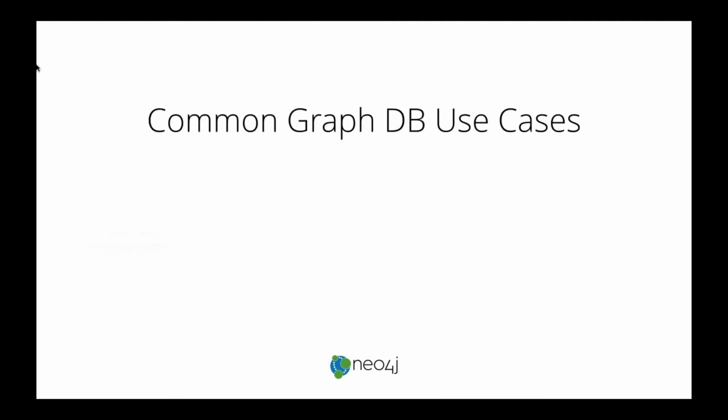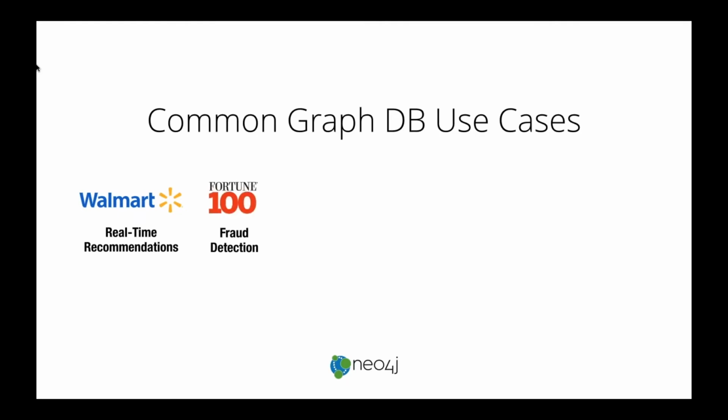Use cases that we're seeing. Real-time recommendations, that we're seeing at Walmart. Fraud detection. A Fortune 100 bank is doing a wealth of fraud detection activities. Of course, they really don't want me to tell you who they are. Network and IT operations, which is our topic today. Hewlett-Packard is a wonderful example. Their entire network and IT ops are operating in Neo4j.